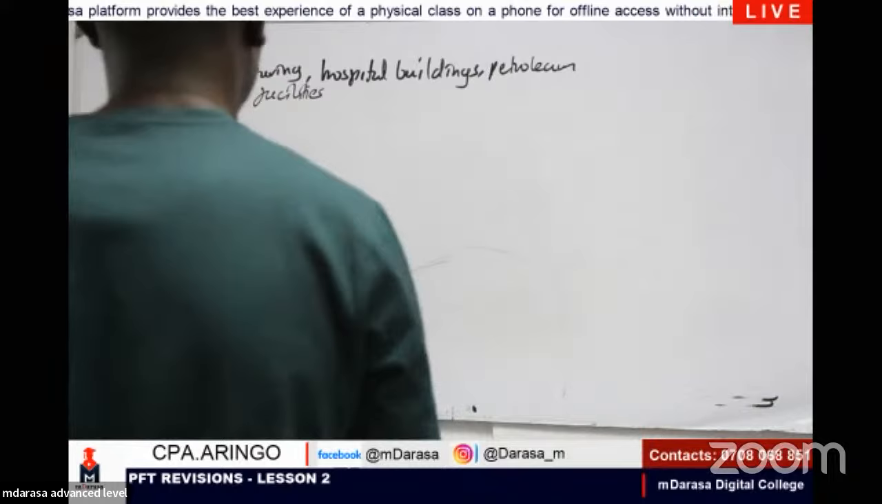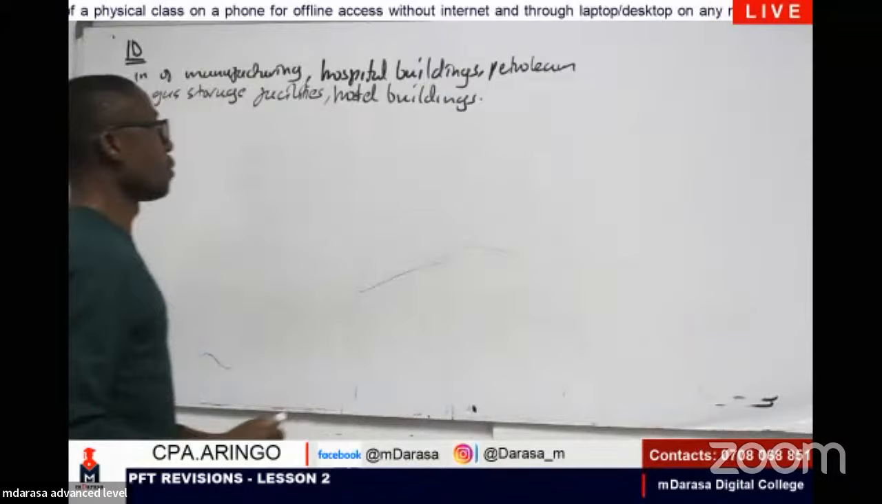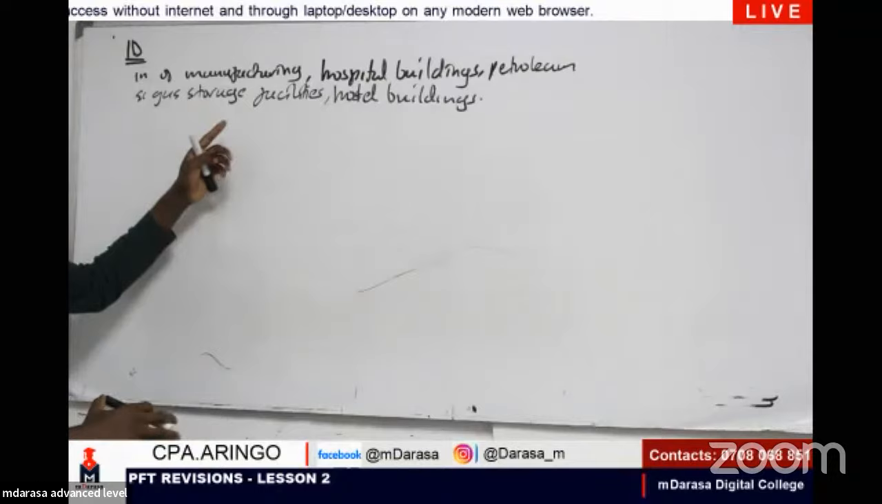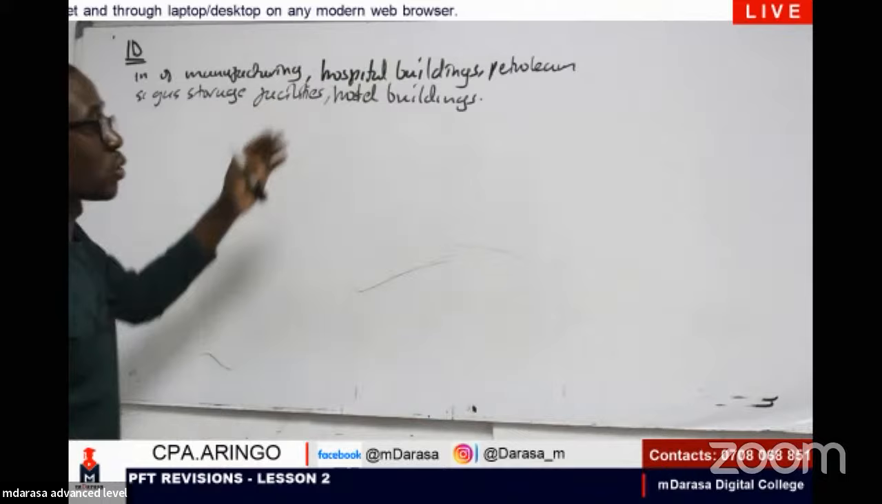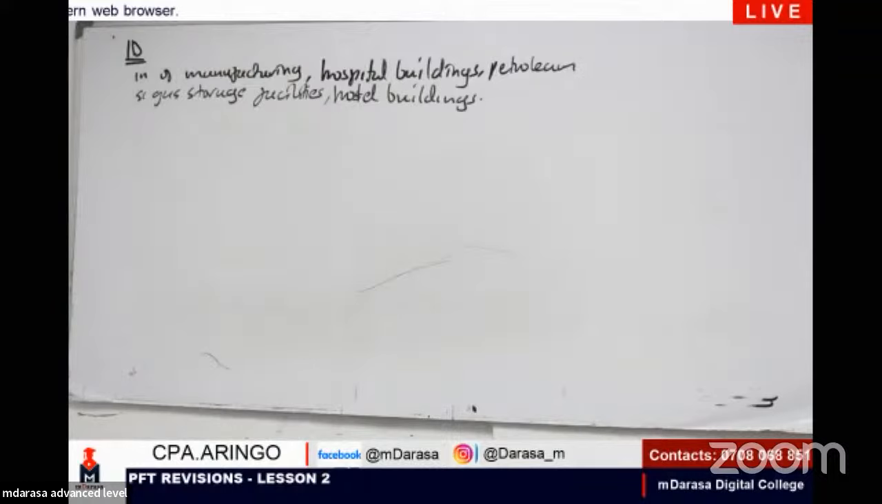Also, in relation to the same, those investors who have also invested in what? Hotels, that is, hotel buildings. So long as you have an investor who has invested in manufacturing, hospital buildings, petroleum and gas storage facilities, and hotel buildings, these investors are going to enjoy a deduction that you refer to as investment deduction. That should be very, very key for us to understand.